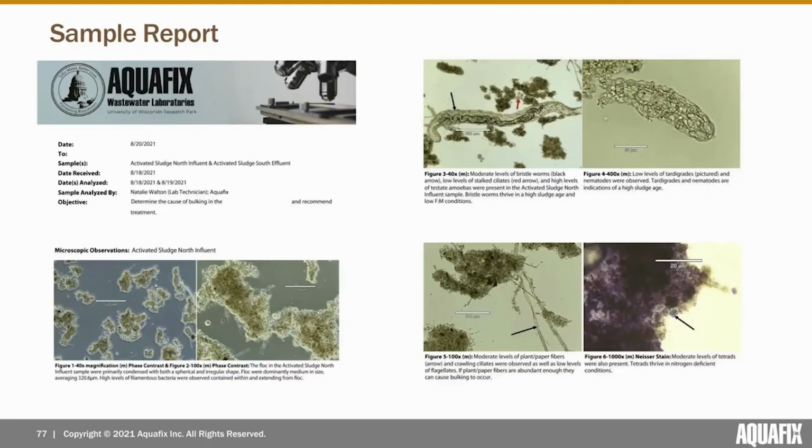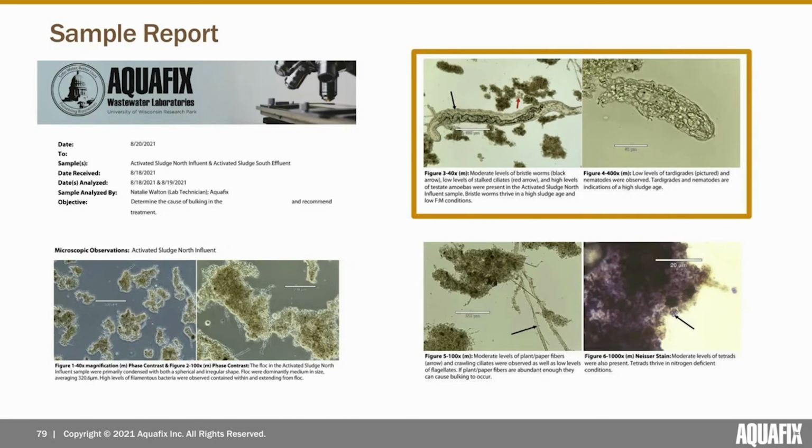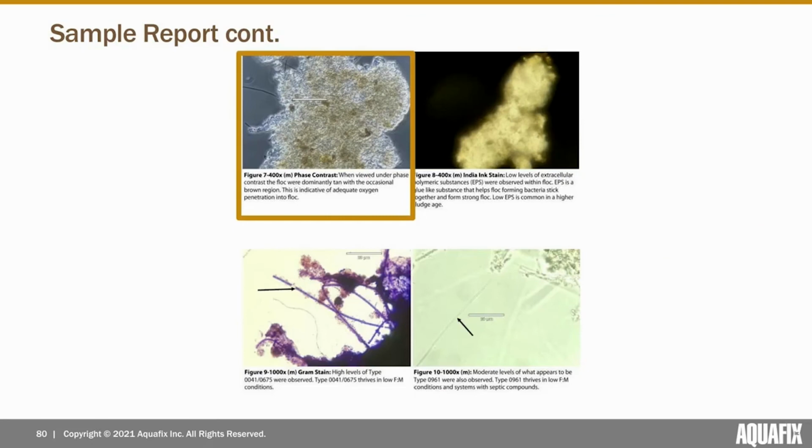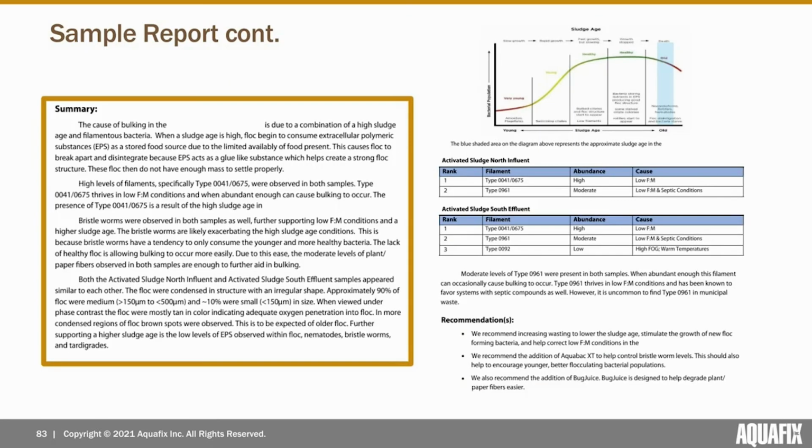Here's an example of what our reports look like. We provide photos from each sample taken during our analysis with captions detailing their significance, starting with floc and floc structure, any metazoa or protozoa present, oxygen penetration, EPS, filamentous bacteria. A summary is then provided detailing the condition of your plant health and addressing any concerns that are present and why they may be present. The summary also provides a recap and the interpretations to the captions from the photos above.